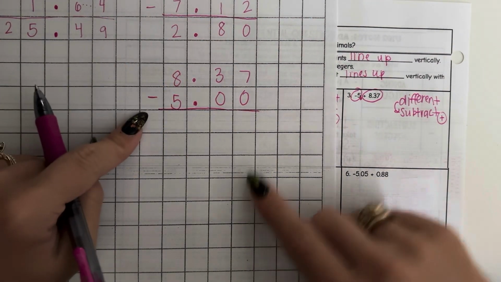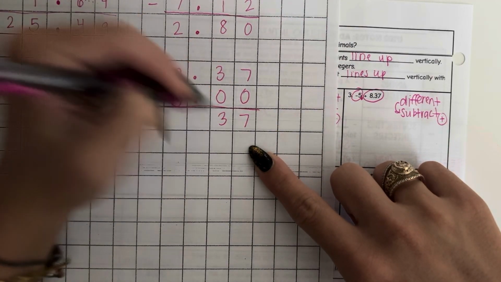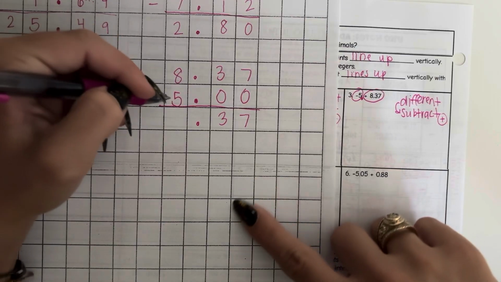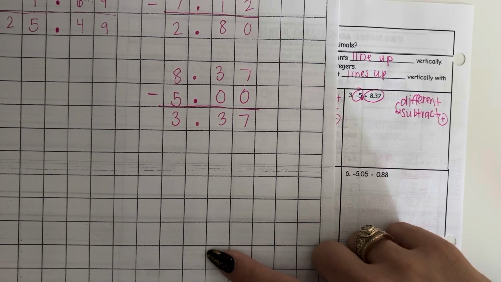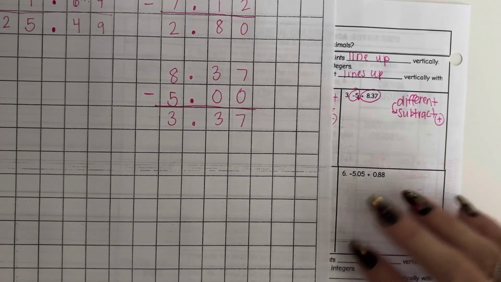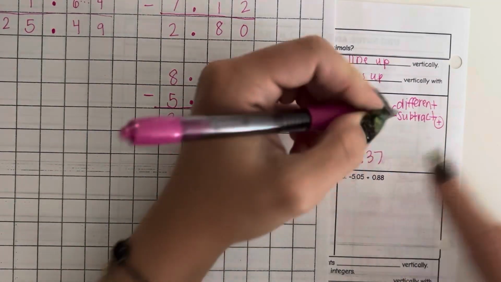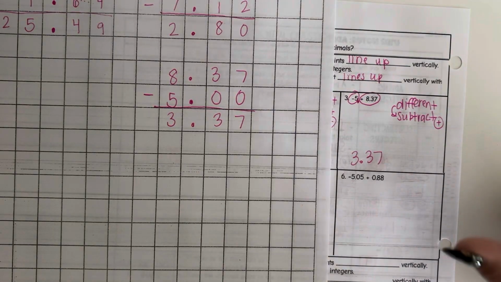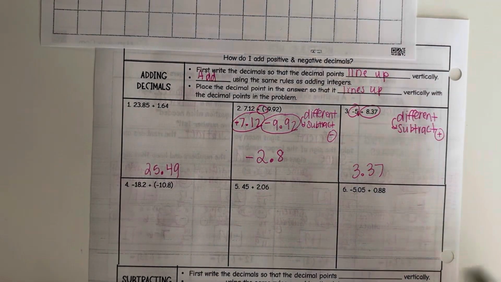And I'm subtracting, so I'm taking 7 minus 0, 3 minus 0, line up the decimal, 8 minus 5, and there we go, 3 and 37/100. I'm going to write that over here. And I'm checking. I said my answer would be positive. That is positive. All right. I will do one more and then I will have you do the rest.